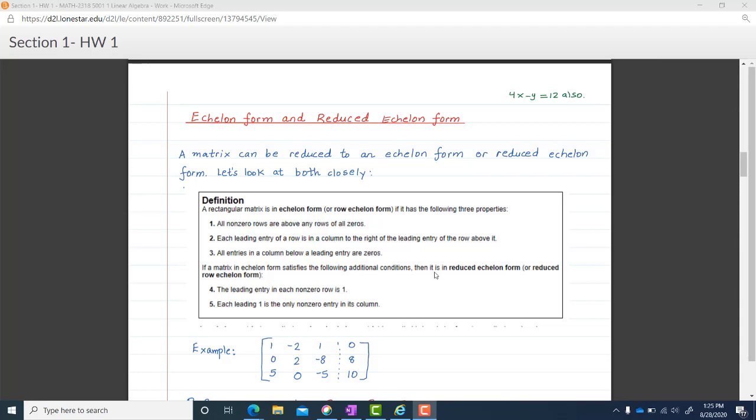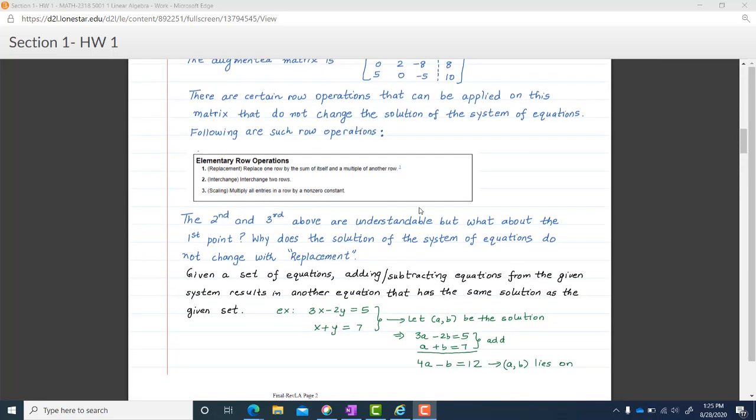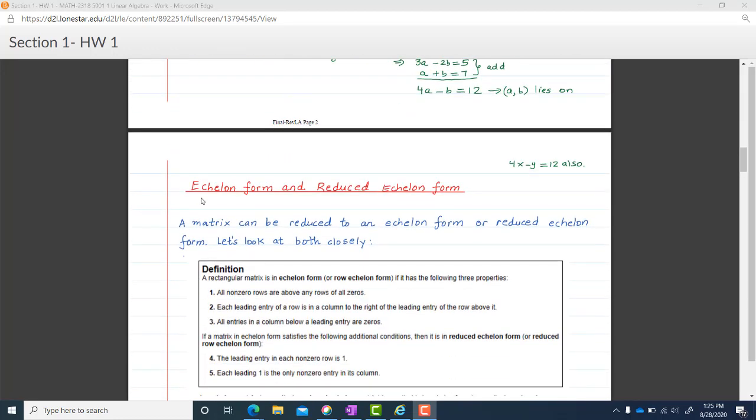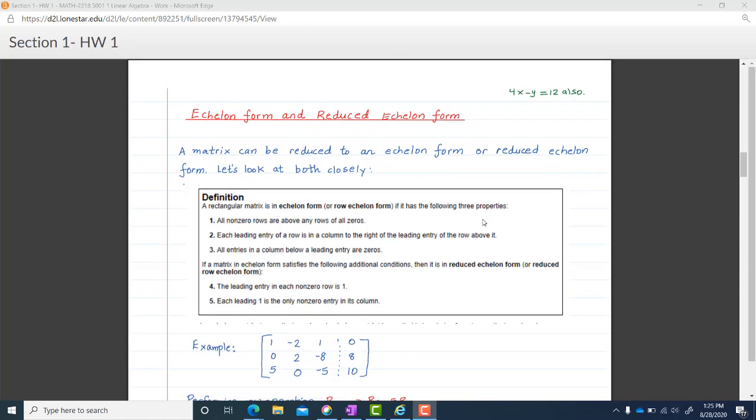Using those three row operations discussed here, I'm going to convert my augmented matrices into one of these forms. And after I convert it into one of these forms, I can easily tell what the solution is. Now, what is the difference between the two forms?